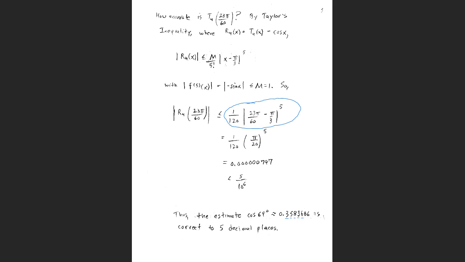Let's see. Marcus says, why is it correct to 5 decimal places rather than, let's say, 6 or 7? Well, if we take 5 over 10 to the 6th power, that's going to equal 0.000005, right?